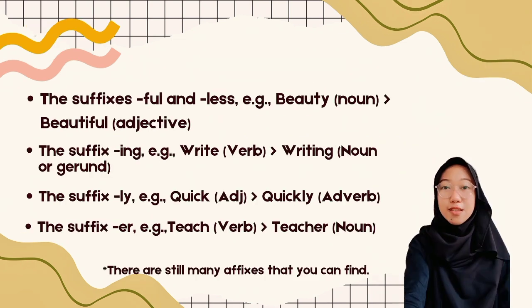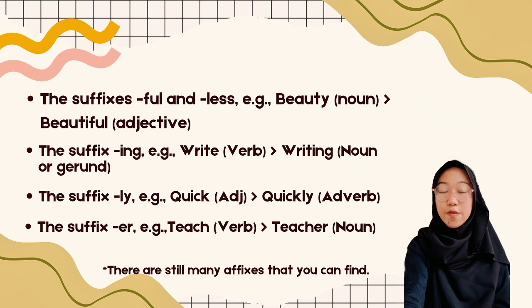The suffixes ful and less change noun to adjective. For example, beauty is a noun, to beautiful as an adjective. And then the suffix ing. It changes verb to noun or gerund. For example, write is a verb, to writing is a noun or gerund.